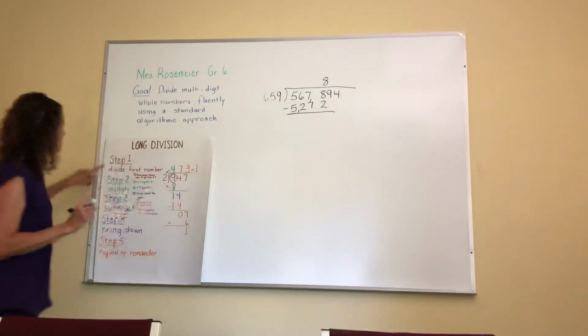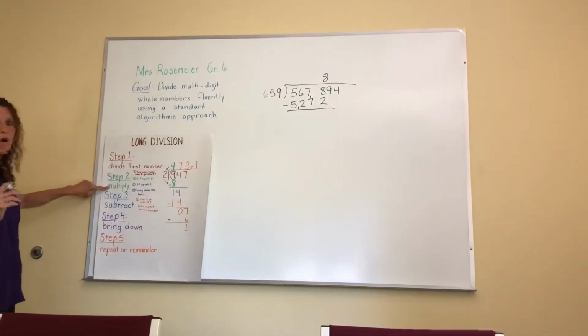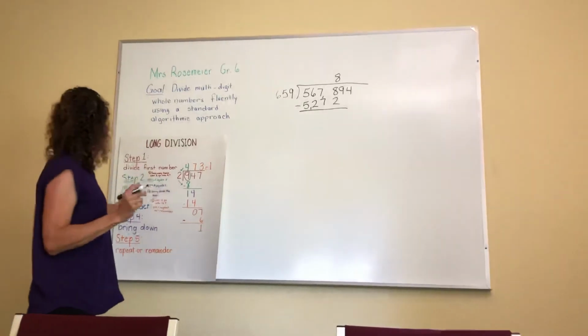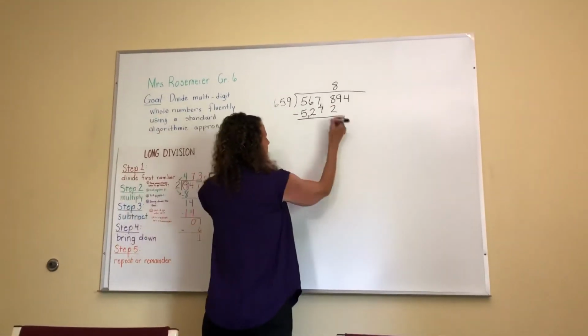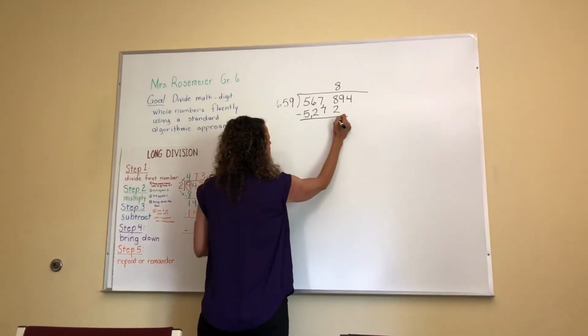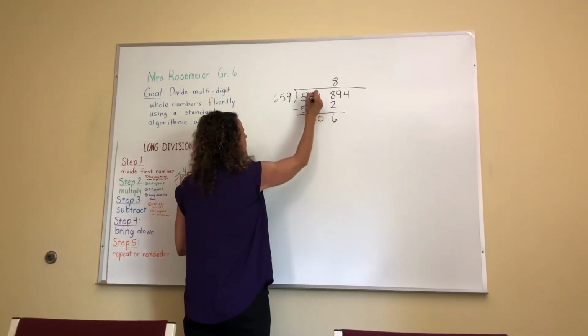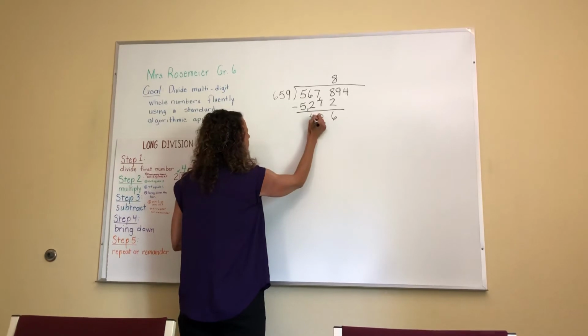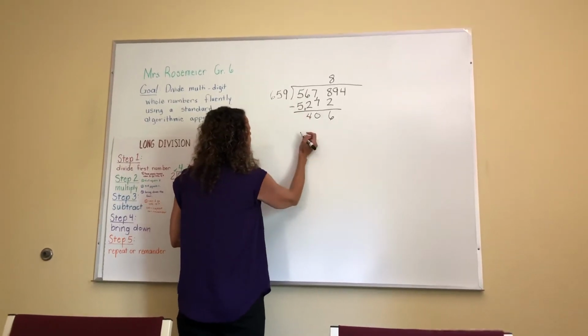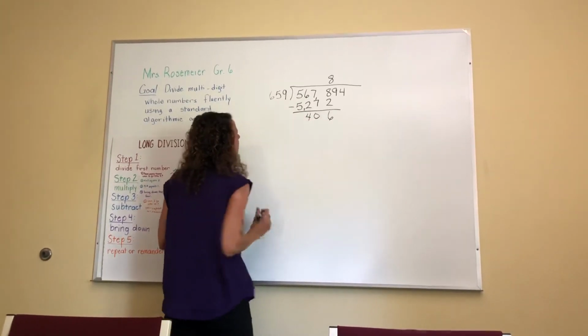All right, we did our divide and we did our multiply. And now the step 3 is to subtract. So I'm going to subtract. All right, 8 minus 2 is 6. 7 minus 7 is 0. 6 minus 2 is 4. And then 5 minus 5 would be 0.